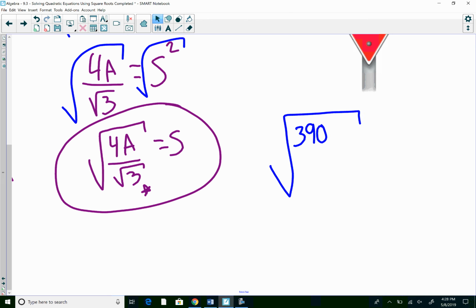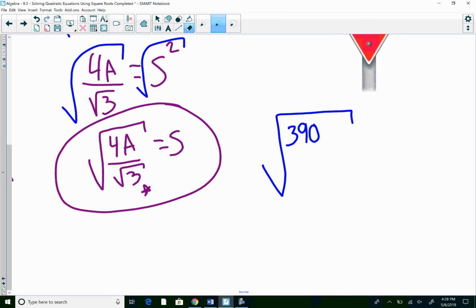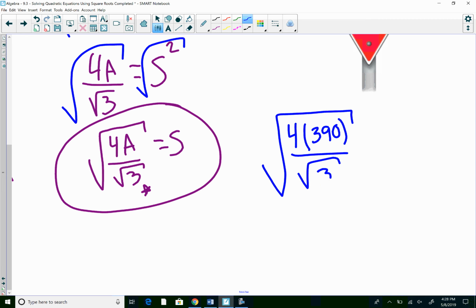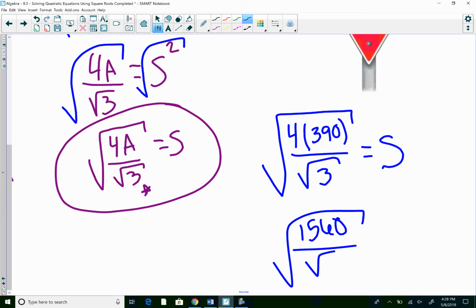Shoot, that's not going to work out super nicely. But you're just going to do 4 times 390 all over the square root of 3. Nope, not A, S. 4 times 390 turns into 1,560. So the square root of that over the square root of 3.